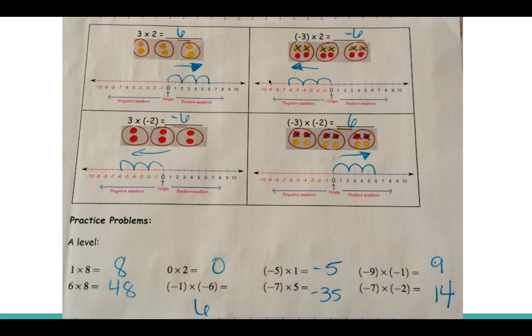Moving on to the next box, we have -3 times 2. And if you look back at your rules for multiplying integers, 3 times 2 still equals 6, but if it's multiplied with a negative number, your answer is going to be negative. So your answer is -6.